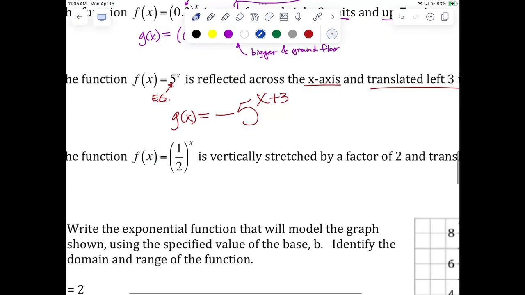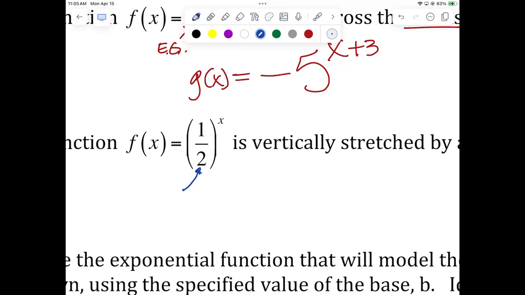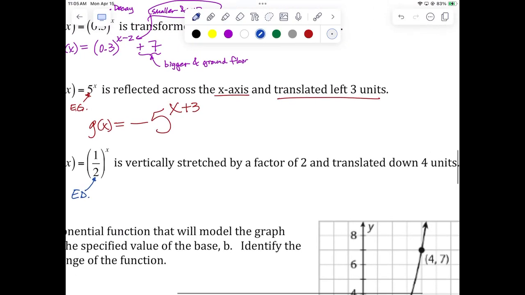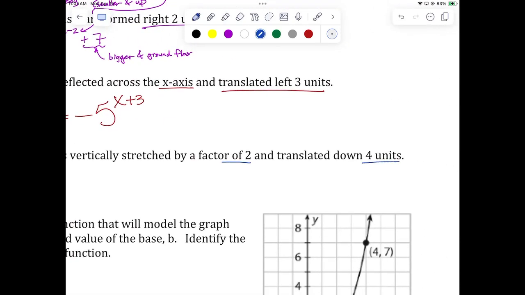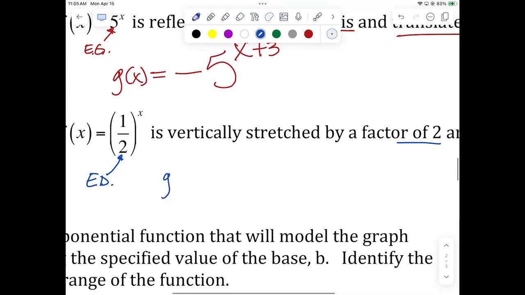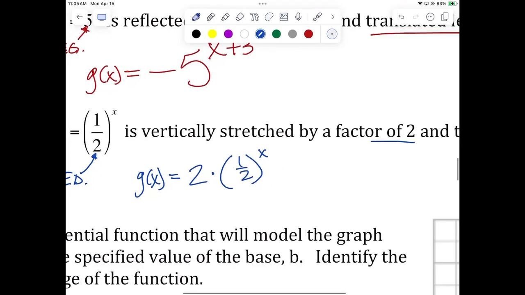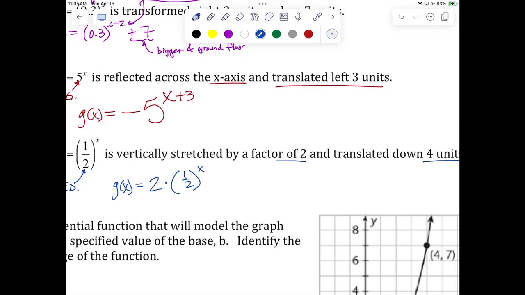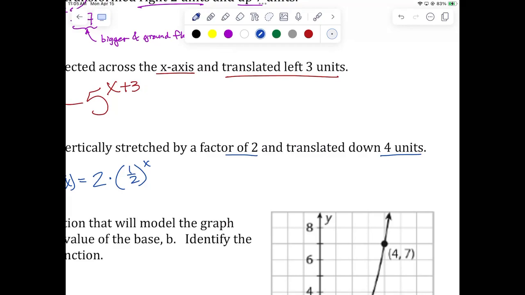The function f of x equals a half to the x. Is 1/2 to the x growth or decay? Exponential decay. Yeah, that's right. It's vertically stretched by a factor of 2 and translated down 4 units. So here's what g of x is going to be. Vertically stretched by a factor of 2, a 2 goes into the front times 1/2 to the x. And then what is the down 4? Is it in the exponent or on the ground floor? Ground floor. And it's minus 4.